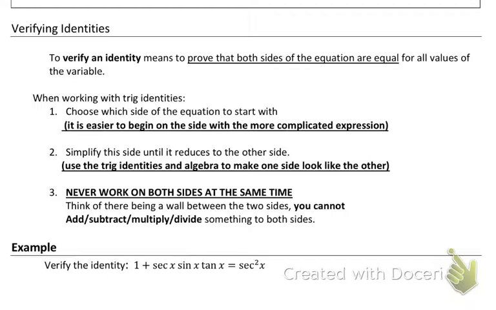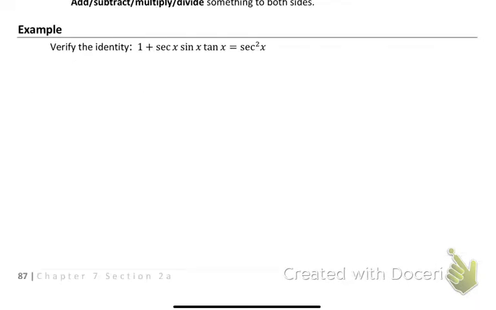Rule three says never work on both sides at the same time. What I mean by that is you can no longer subtract 2 from both sides, add 2 to both sides, or divide by 2 on both sides. What I do is build a wall between them, and whatever work I do on this side stays on this side.